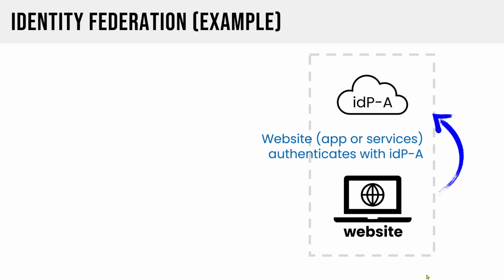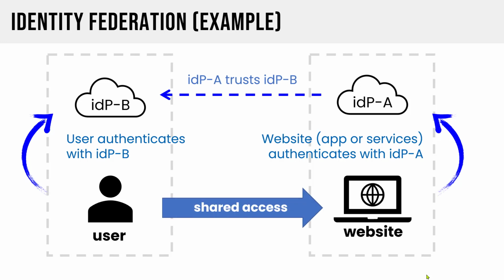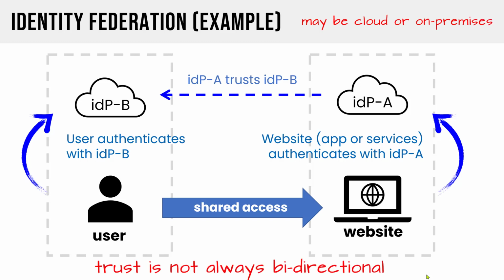So just to conceptually visualize an example, let's say we have a website or an app or a service that authenticates with identity provider A, and we have a user that authenticates with identity provider B, and identity provider A is configured to trust identity provider B to provide shared access if the user authenticates successfully with identity provider B. So this may be a cloud or an on-premises provider. Do bear in mind that trust is not always bi-directional. So for example, the user could be authenticating with their Twitter account and we could configure Azure Active Directory to trust Twitter. And so federation would work in that scenario.